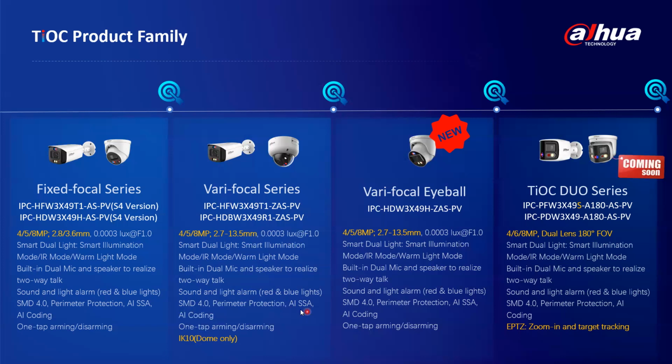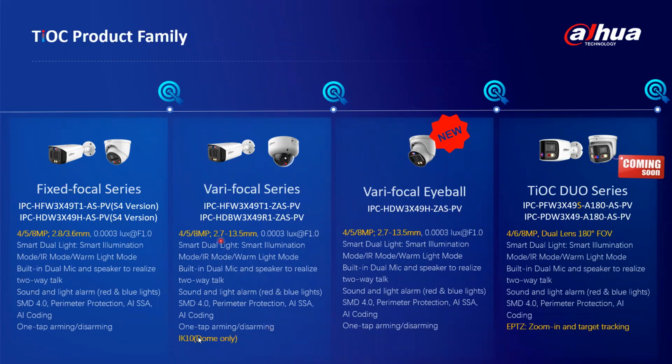Again, because of the different environmental changes, the product itself has this AI self-scene adaptation just to adjust according to the different, for example, weather environments or the weather patterns. Then we have, again, supports the AI coding just to ensure that whatever the camera captures can be stored on the hard drives with little space consumption, and then again, retaining the quality of what has been captured. One-tap arming and disarming is another feature, again, just like what we had before on the fixed focal lenses.